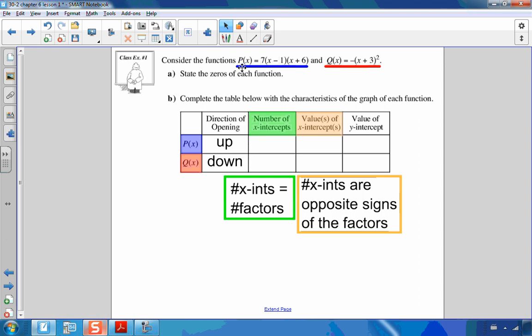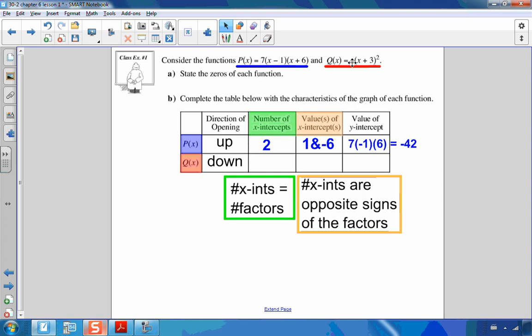Okay, let's look at the function p of x is equal to 7(x - 1)(x + 6). Looking at that, I can see the leading coefficient is positive, so I am opening up. Because I'm opening up, I know I have a minimum. For x-intercepts, there are 2 factors, so 2 x-intercepts. The values of the x-intercepts: opposite of -1 is +1, opposite of +6 is -6. And the value of the y-intercept: because this is in factored form, I just replace my x's with zeros, and I'm going to get 7 times -1 times 6. My y-intercept is at -42.